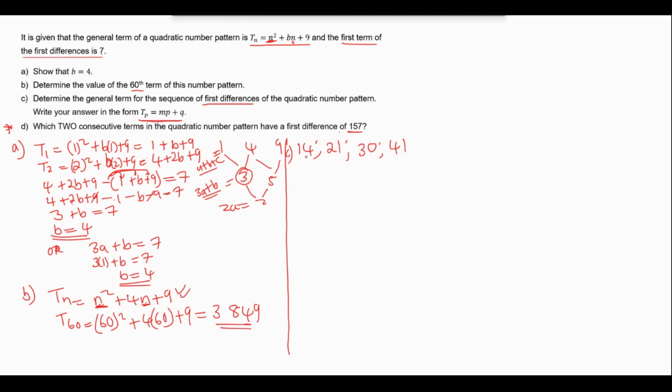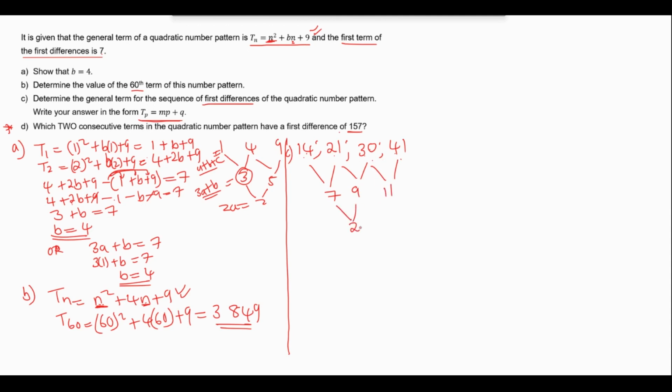Okay, so this is our first term, second term, third term, fourth term of this sequence. All right. We want to find what? The general term of the first differences. And then what did you say about the first differences? They are linear, or we can say they are arithmetic. Right. 21 minus 14, that is 7. 30 minus 21, that is 9. And then 41 minus 30, that is 11.